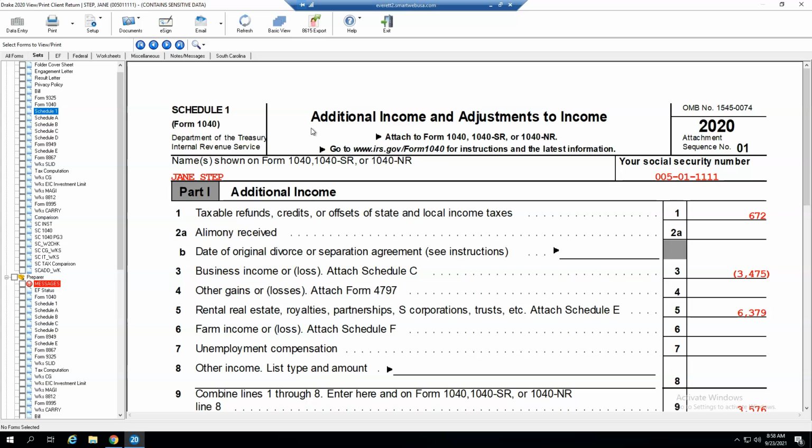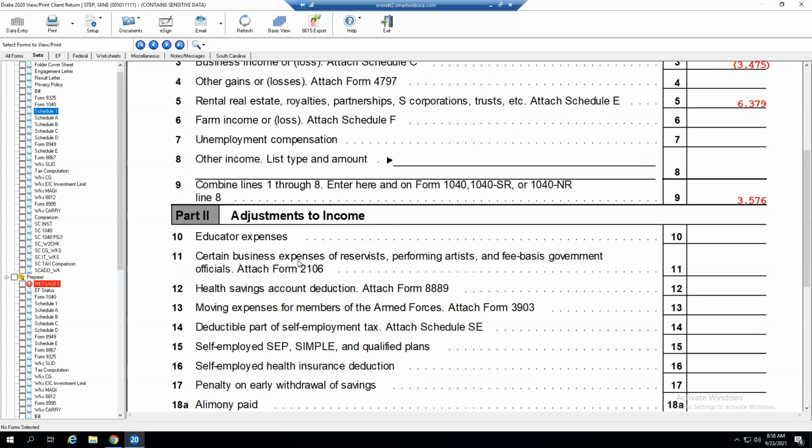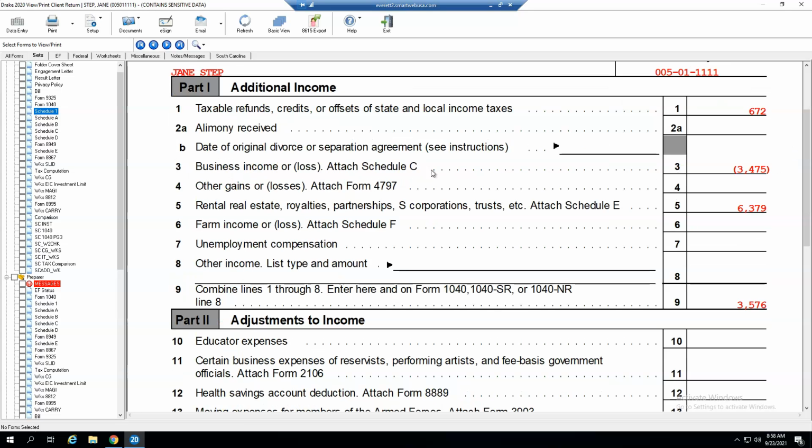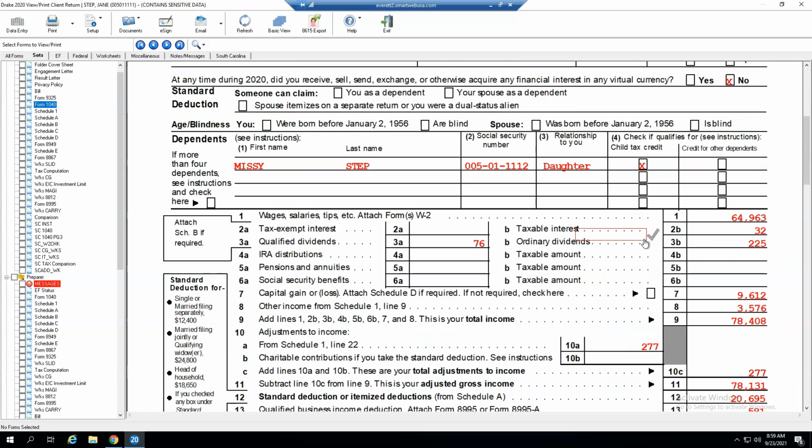So the Schedule 1, it says at the top, additional income and adjustments to income. And it's also divided into two parts. Part 1 is additional income. Part 2 is adjustments to income. So in Part 1, she had a taxable refund of $672. She's showing a loss of business income of $3,475. And then she's showing rental income for $6,379. So if you add all of these numbers together, you get $3,576, which is right here on line 8.